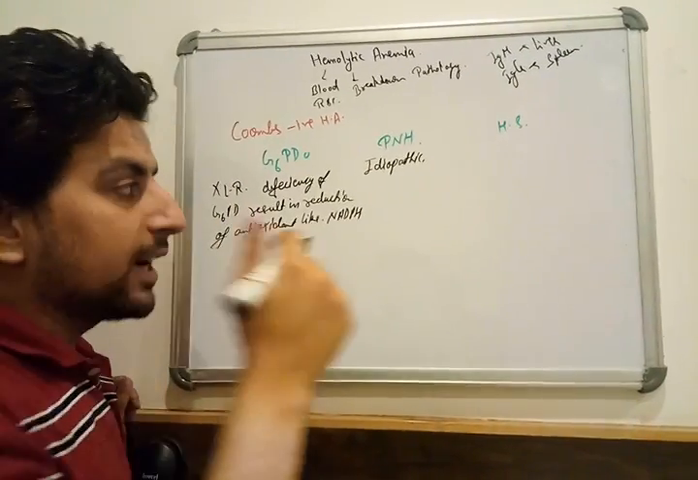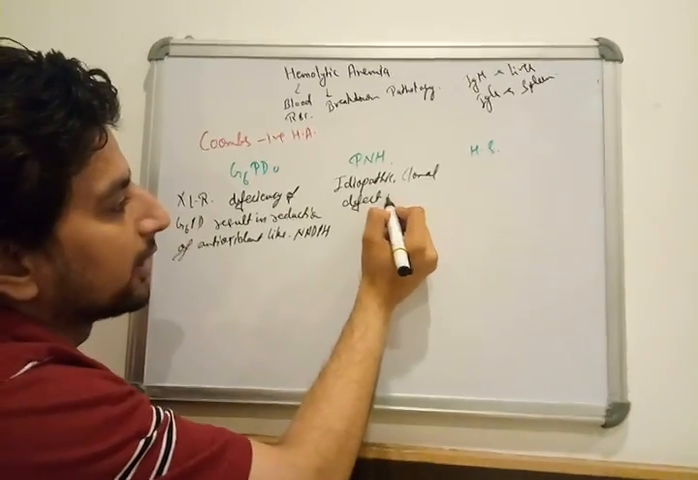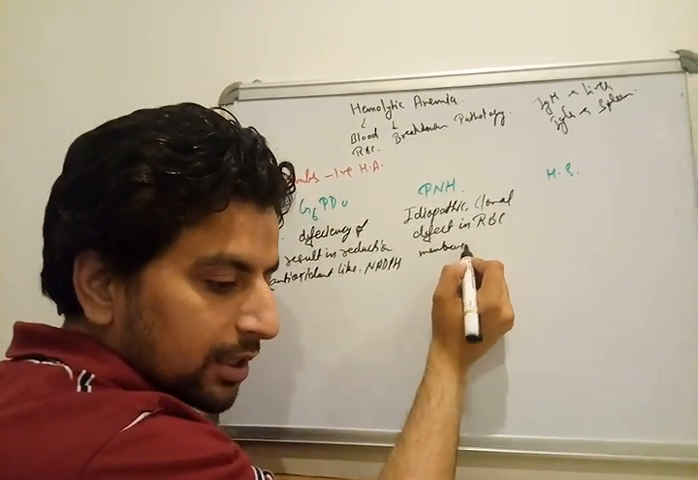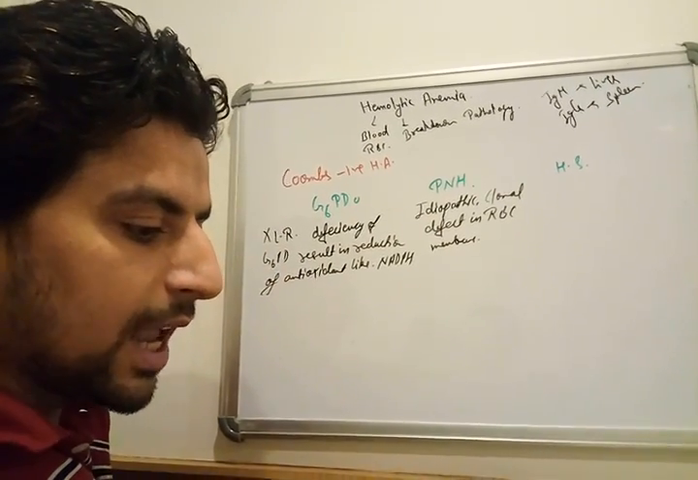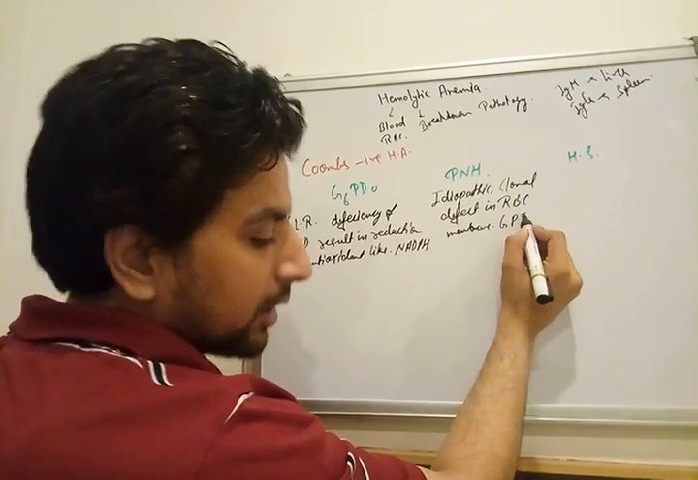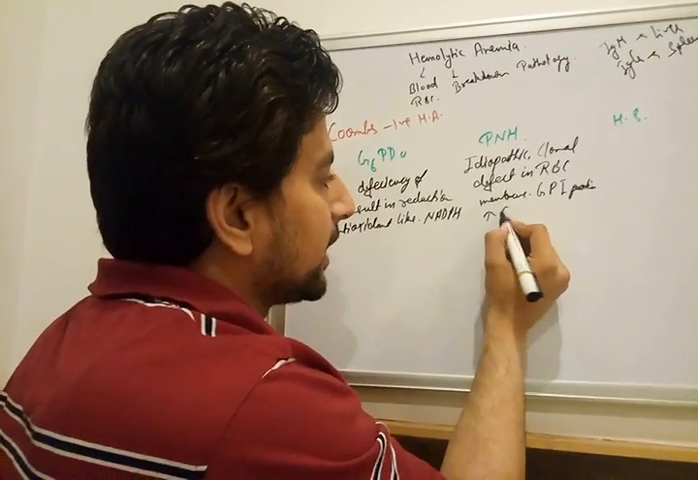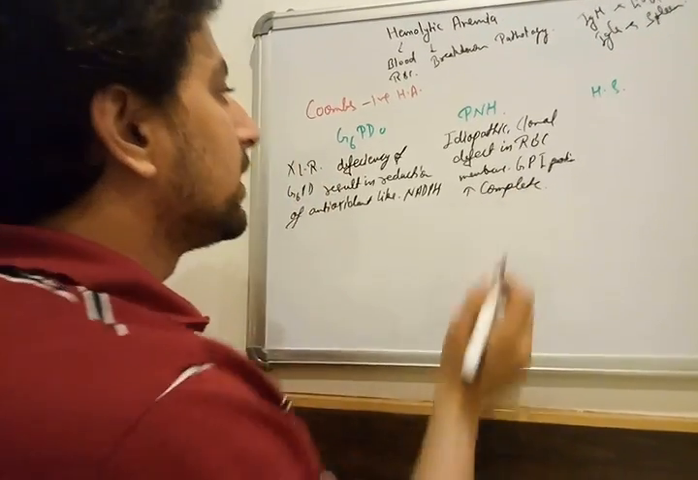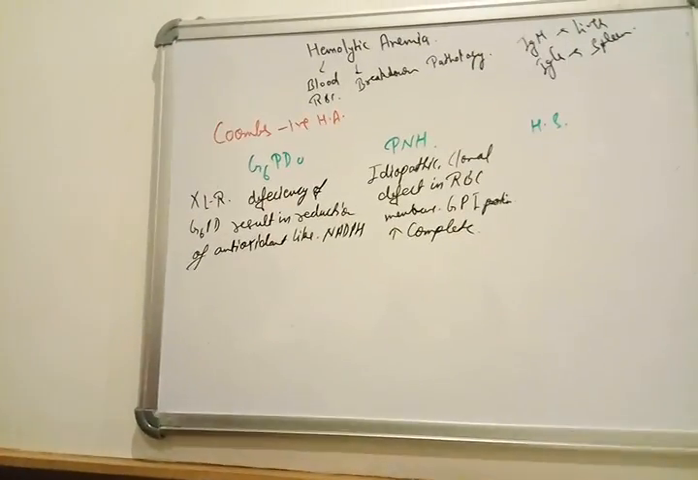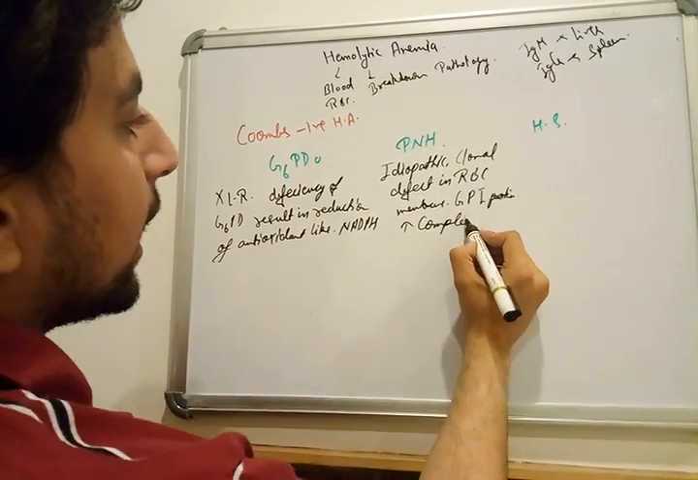Here there is a clonal defect in the RBC membrane. And what else happens? There is a defect in the GPI protein, and there is increased complement. When it is idiopathic, with a clonal defect in the RBC membrane and GPI protein, it increases the complement system.